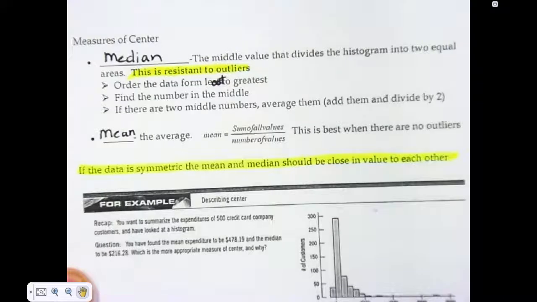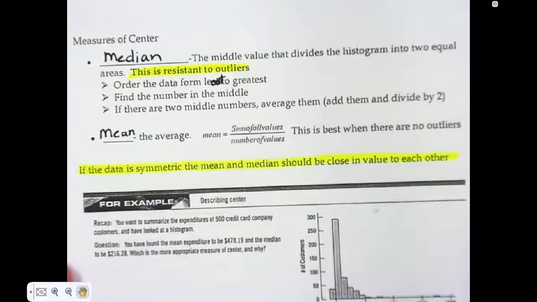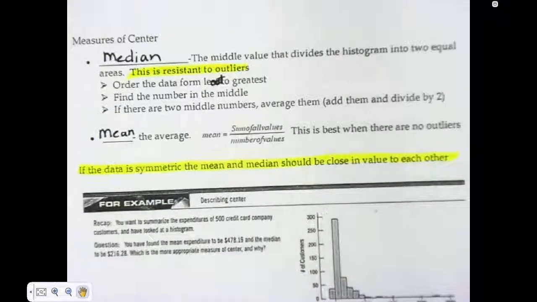Now, for a recap of that, it says you want to summarize the expenditures of 500 credit card companies and have looked at a histogram. The question: you found the mean expenditure to be $478.19 and the median to be $216.28. Which is the more appropriate measure of center and why? Think about that for a second.